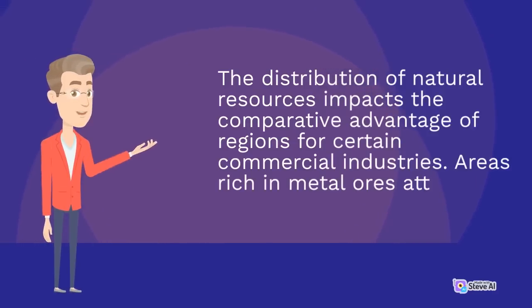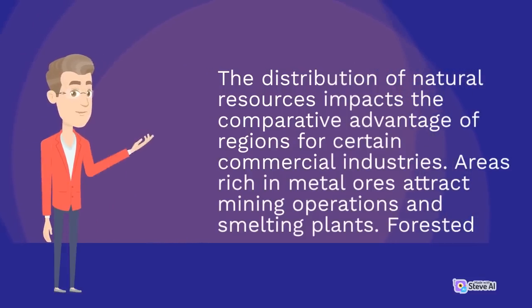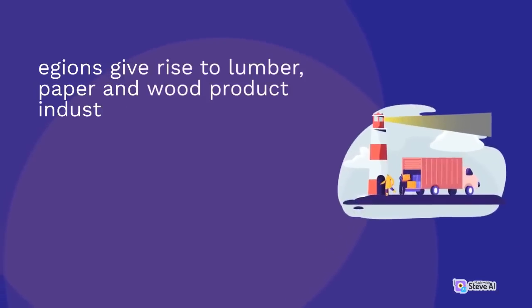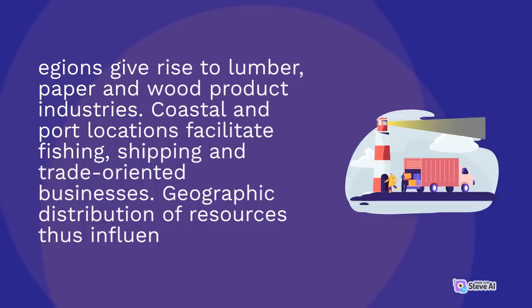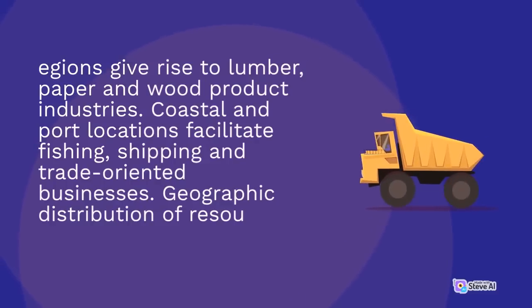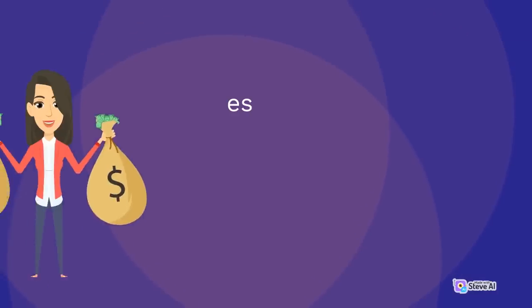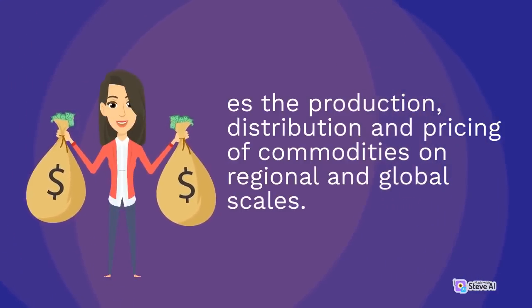The distribution of natural resources impacts the comparative advantage of regions for certain commercial industries. Areas rich in metal ores attract mining operations and smelting plants. Forested regions give rise to lumber, paper, and wood product industries. Coastal and port locations facilitate fishing, shipping, and trade-oriented businesses. Geographic distribution of resources thus influences the production, distribution, and pricing of commodities on regional and global scales.